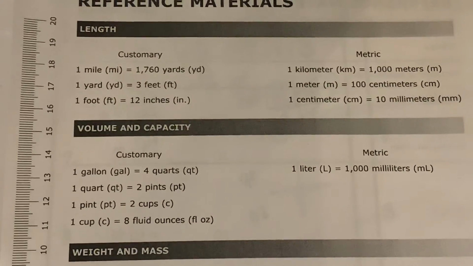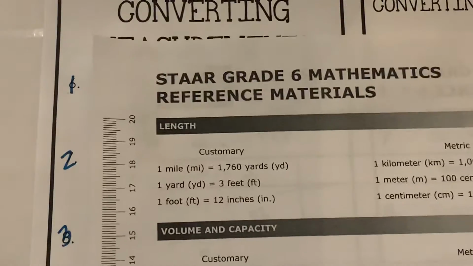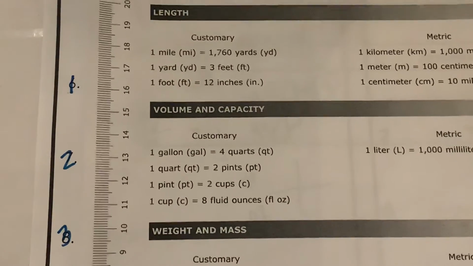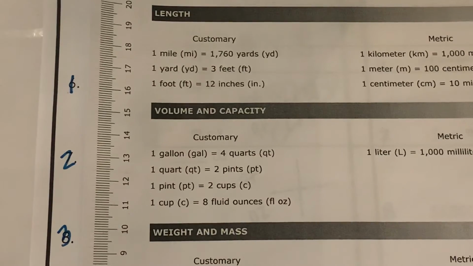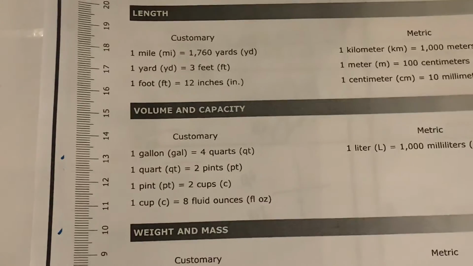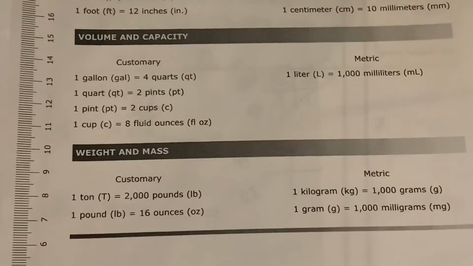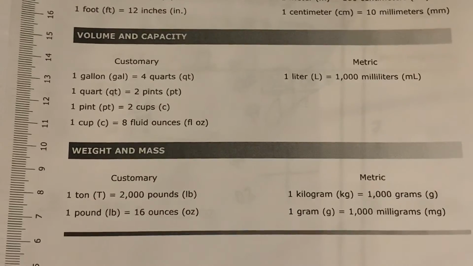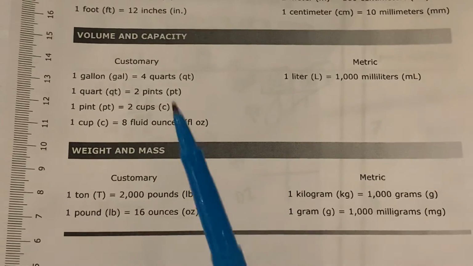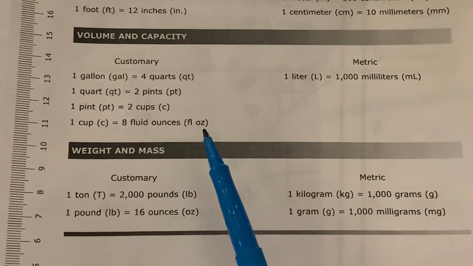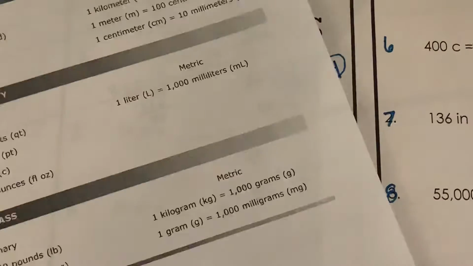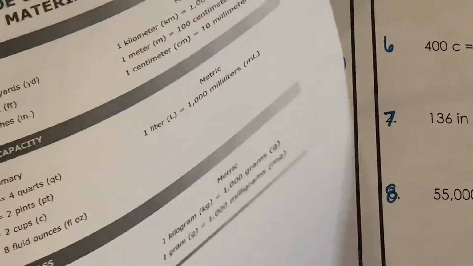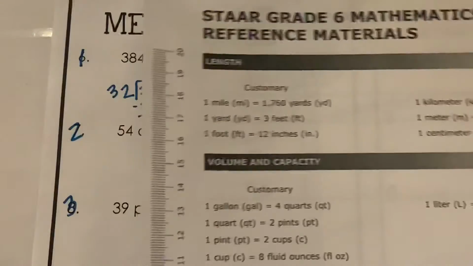Under where? Volume and capacity. That's the same thing. So there's 2 different ounces. There's a weight ounce and there's a volume and capacity ounce. Now, if you were on the STAAR test, they would always put FL OZ. I just accidentally messed up and forgot to change it to FL OZ. So we're going to use that one.